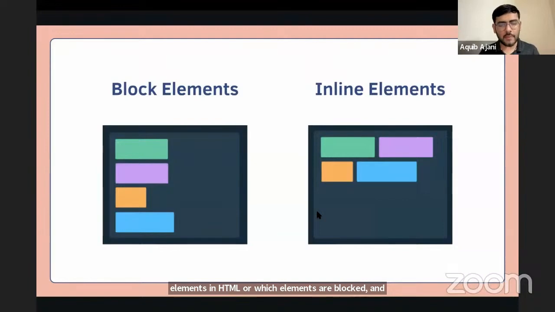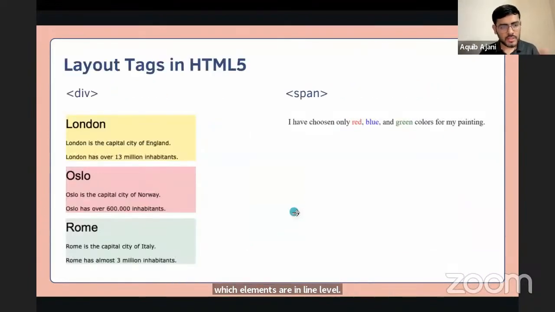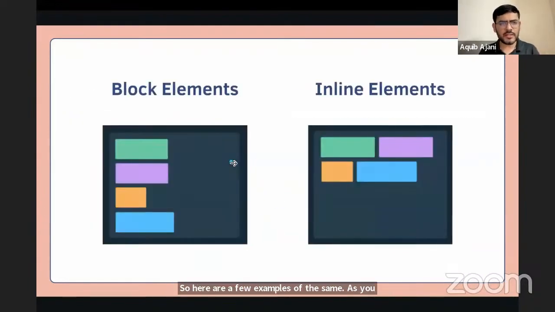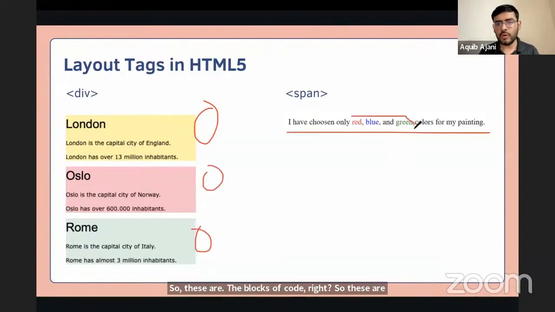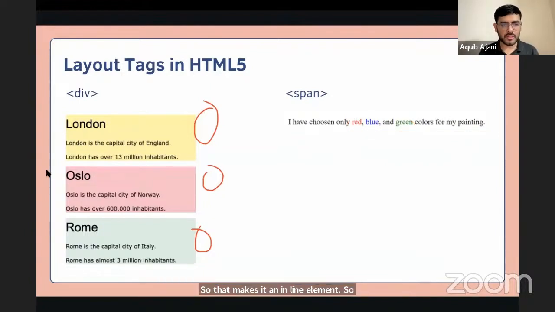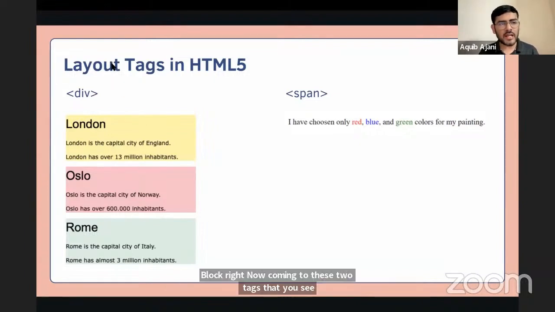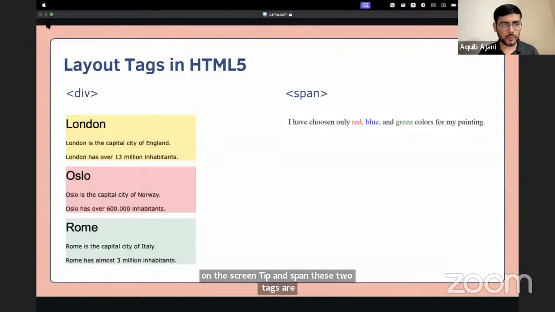So here are a few examples of the same, as you can see, right? So we'll discuss these two elements, but you can see the differentiation here, right? So these are blocks of code, right? So these are blocks, and you can see here, so you have red, blue, green, these different formatting and everything in the same line. So that makes it an inline element. So that's inline versus block, right? Now, coming to these two tags that you see on the screen, div and span, these two tags are extremely important. And now let me go ahead and explain them to you, right?